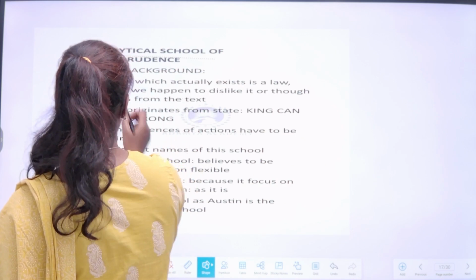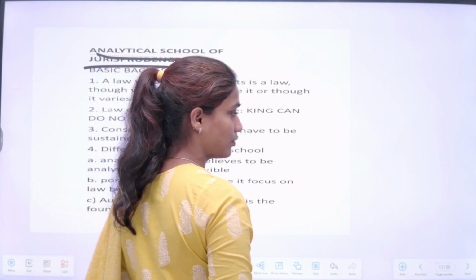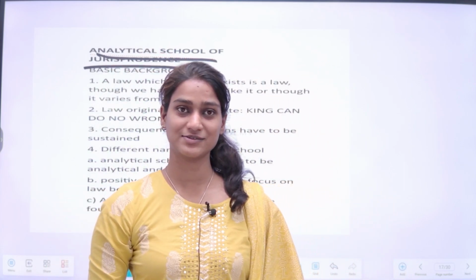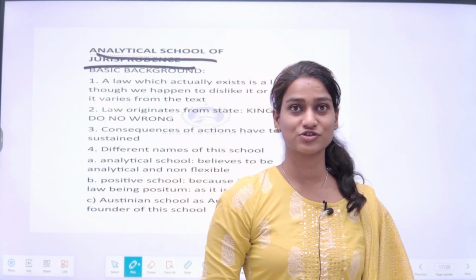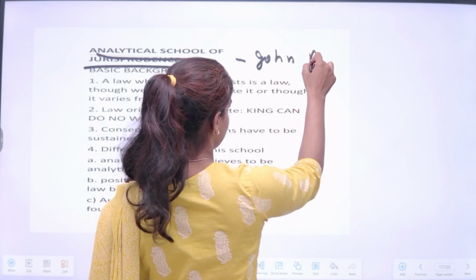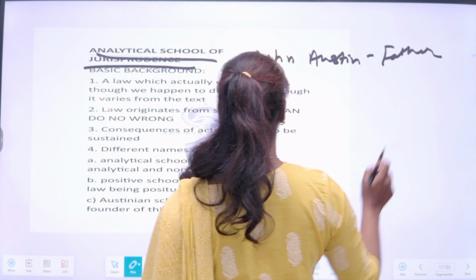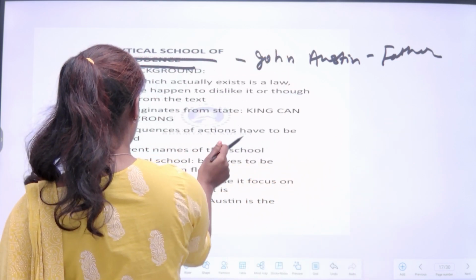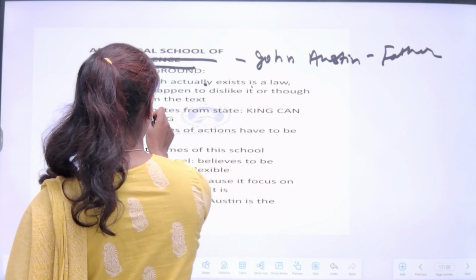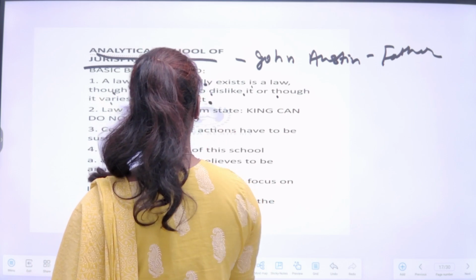Analytical school of jurisprudence. Remember who is the founder of the Analytical School of Jurisprudence? Of course, John Austin, the father. So, what is the basic background? A law which actually exists is a law, though we happen to dislike it or though it varies from the text.